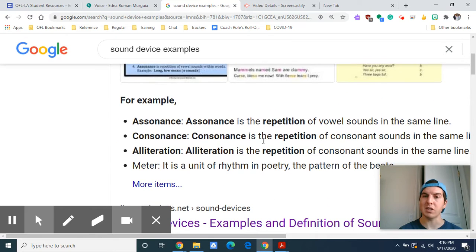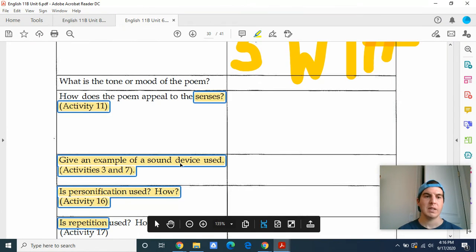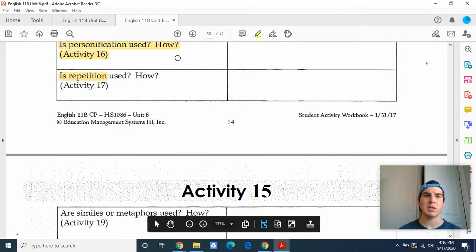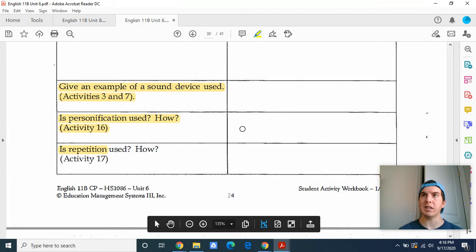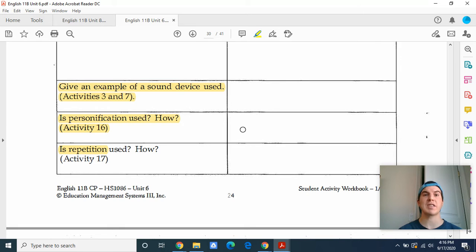Do they use consonants where the vowels sound the same in the same line, like owls, on, open? Do they use the O sound in all the same things? Finally, is personification used? Do we see things that act like people? Like the rock sat on the ground. Rocks can't sit. They don't have a butt and they don't have legs, but we give some human quality. We make it like a human when we say it sat.